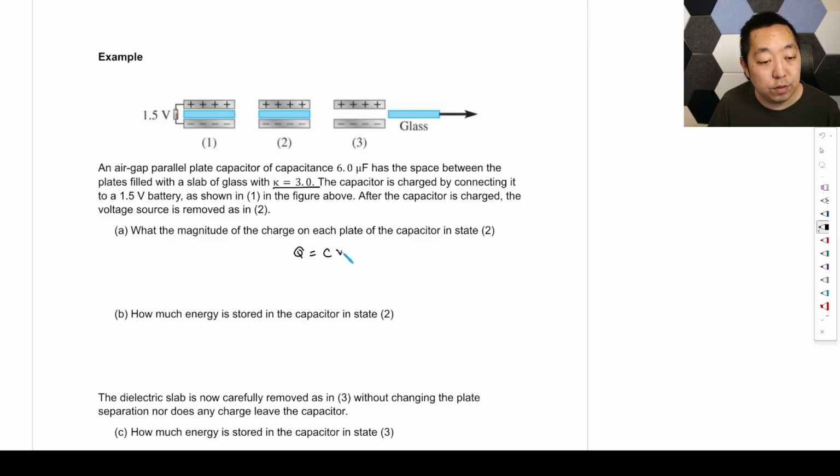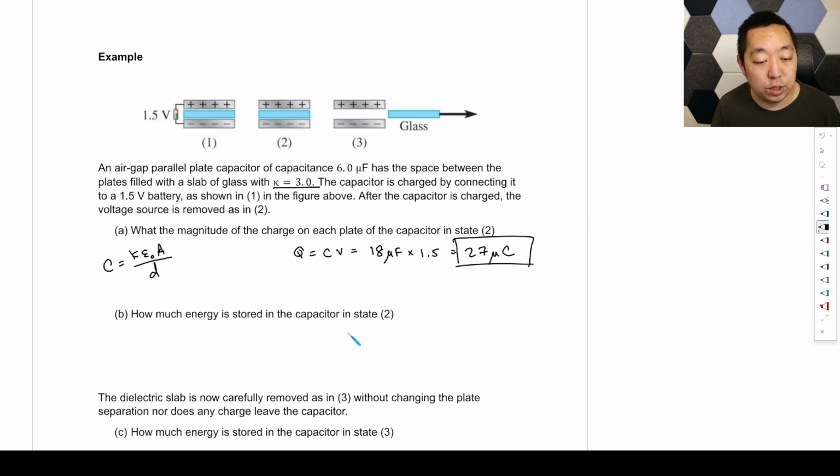So Q is going to equal CV. The capacitance is going to be kappa epsilon naught A over D. Or actually, they just told us the capacitance. The dielectric constant is going to make it 18 microfarads. And the voltage is 1.5. So that's going to be 27 microcoulombs, because it's times 10 to the negative 6. And so that will be the magnitude of the charge on the plates, C times V. And we did the dielectric constant 3 times 6 to make it 18 because of that.